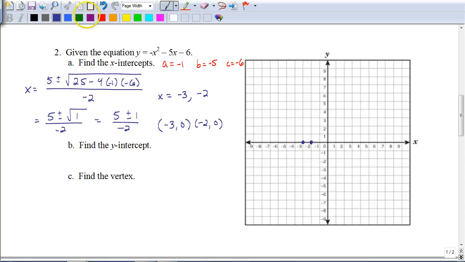And to find the y-intercept, remember that's where x is 0. And then y in this case would be -6. So (0, -6) would be down here. So now we just need to find the vertex. The vertex is going to be, again, h is the opposite of b divided by 2a. Opposite of -5 is 5, divided by -2 gives us -2.5. So the x value of our vertex is -2.5.